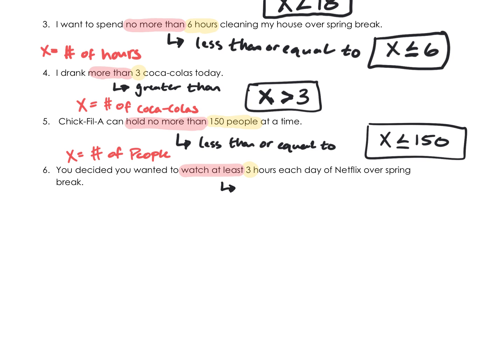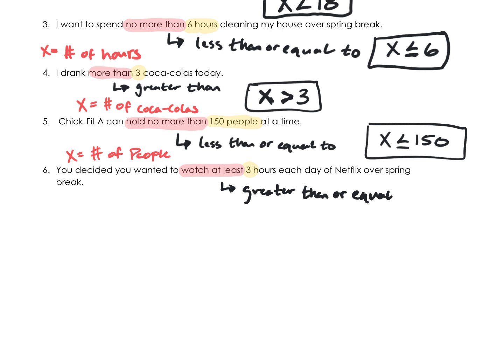No. It says you want to watch at least 3. So it's got to be greater than. Everything else has to be bigger than 3. So it would be greater than or equal to. You got to think. First, could it equal the number? Check, it could. So we know it's the or equal to. But then it has to be bigger than 3, because at minimum, you want to watch 3 hours.